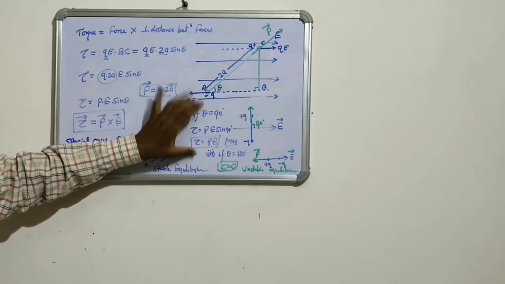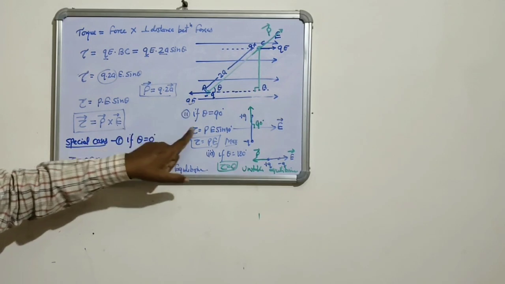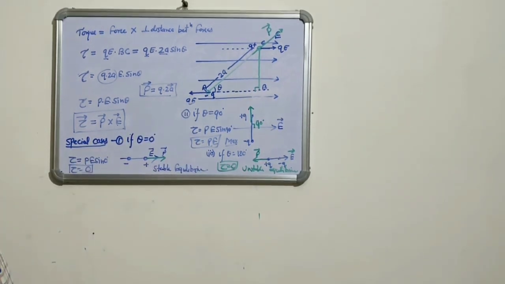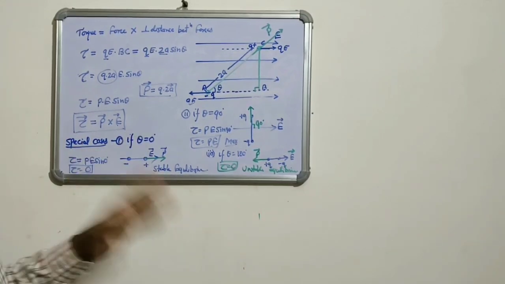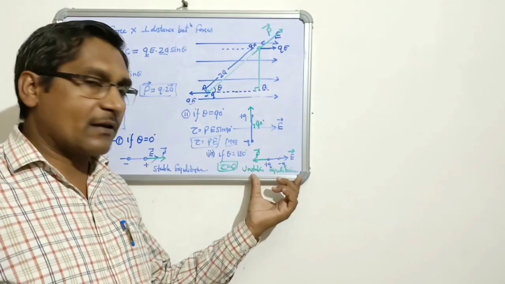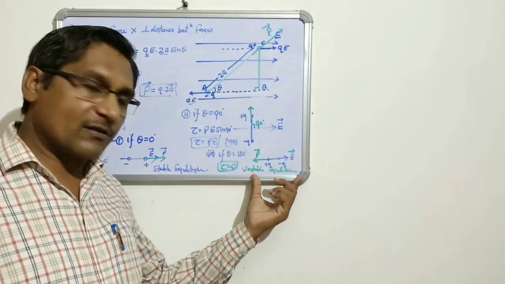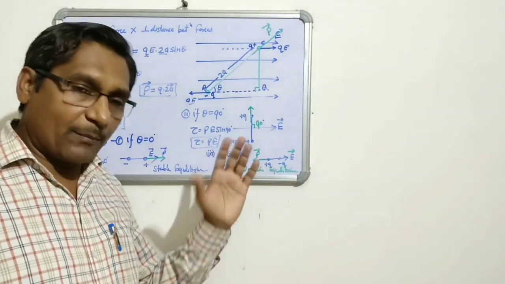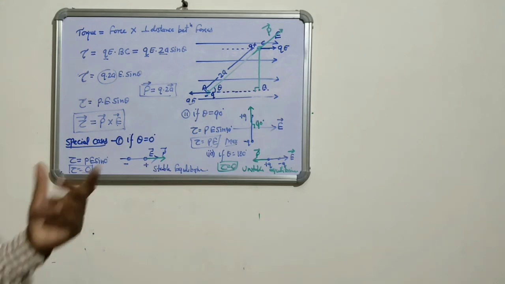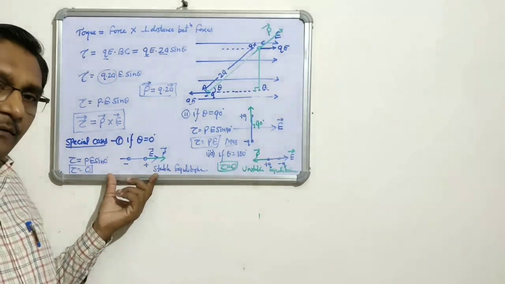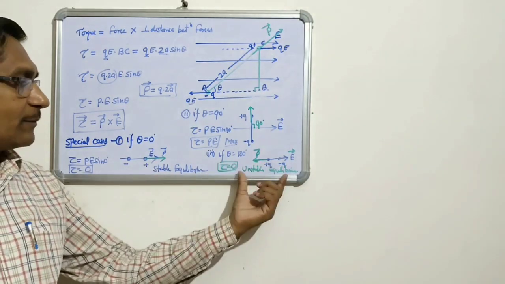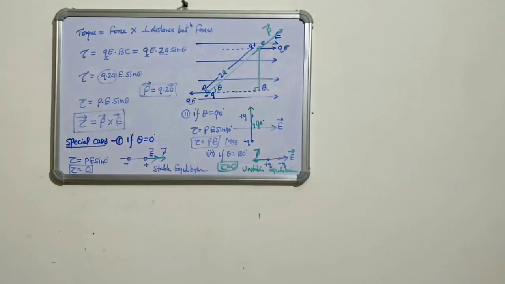If theta equals 90 degrees, then net force is 0, but net torque is maximum. And if theta equals 180 degrees, then net torque is also 0, net force is 0, and this is called unstable equilibrium. In this situation, the potential energy of the dipole system is maximum. When the potential energy of a system is maximum, it is called unstable, and when potential energy is minimum, it is called stable. In the first case, potential energy is minimum, and in this case, potential energy is maximum.